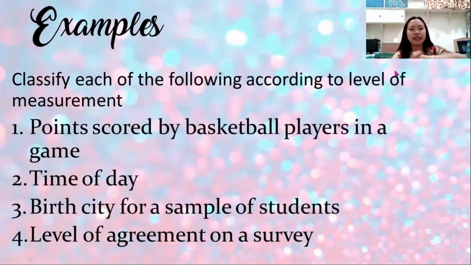Now I have here a set of examples, and I want you to help me identify or classify each of these according to the level of measurement. Number 1, points scored by basketball players in the game. Number 2, time of day. 3, the birth city for a sample of students. And the 4th is the level of agreement on the survey. I'll give you enough time. You've got 5 seconds. You can write your answer on any paper and we will reveal the answers later. Are you done? Now let's reveal the answers.